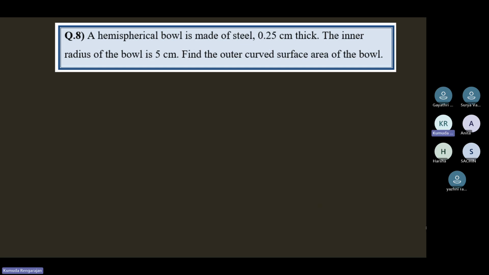Okay. So here a hemispherical bowl is made of steel, 0.25 centimeters thick. So imagine a hemispherical bowl. The material, steel, is thick. It's 0.25 centimeters thick.